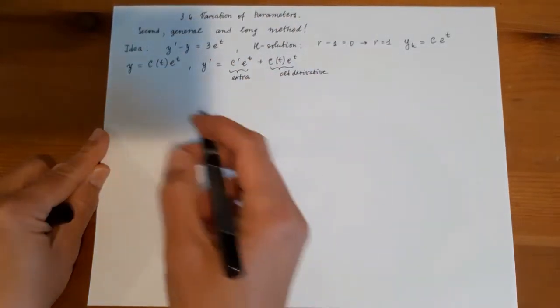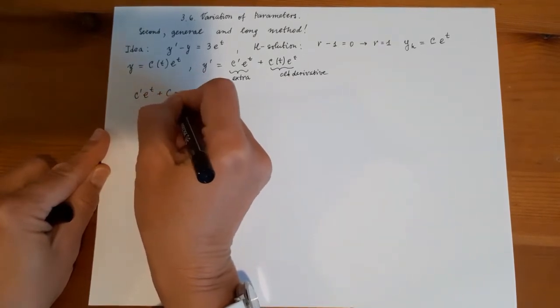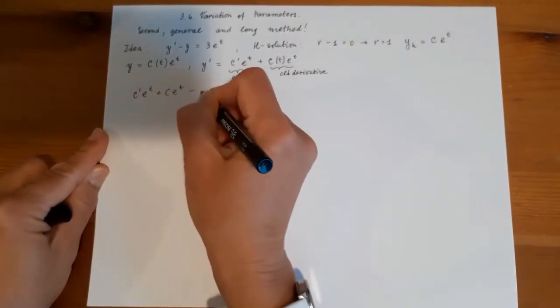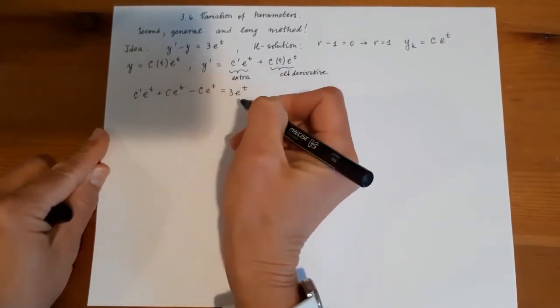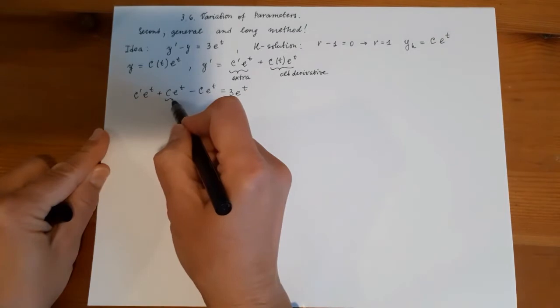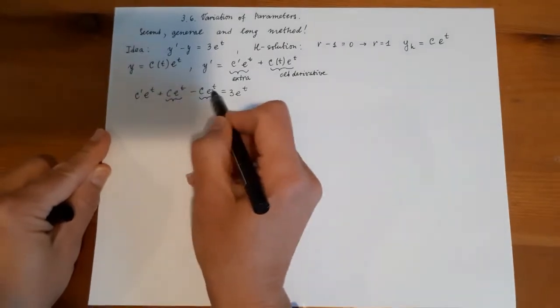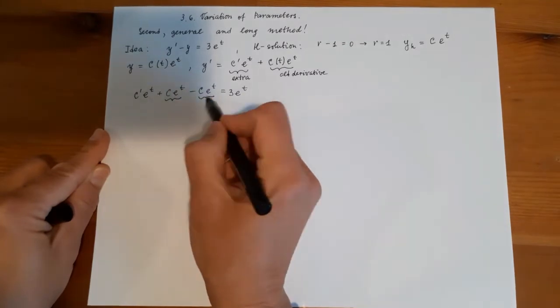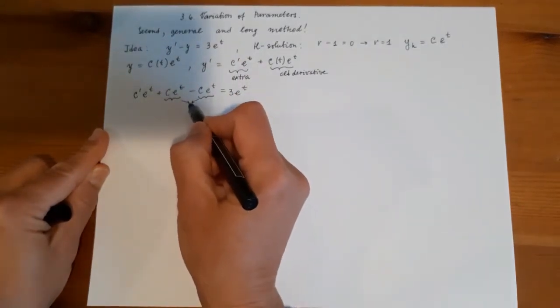Let's plug into the equation. What are we going to have? c prime e to the power of t plus c e to the power of t minus my solution, c e to the power of t, equals 3e to the power of t. You see that the old derivative, which was sitting over here, and my actual solution, which looks like the old solution, if you pretend that c is a real constant not changing with t, are going to cancel each other. Why? Because e to the power of t is a general solution, a homogeneous solution. So a homogeneous solution always solves homogeneous equations. So they will turn into 0.